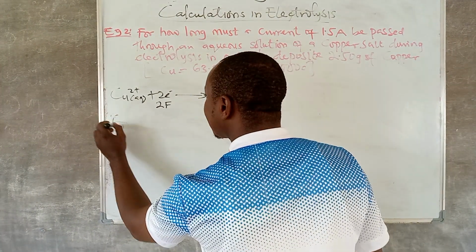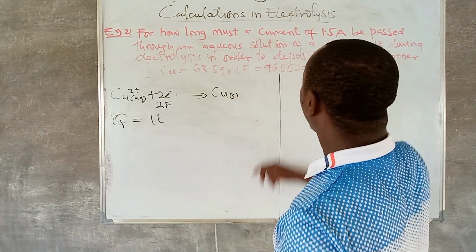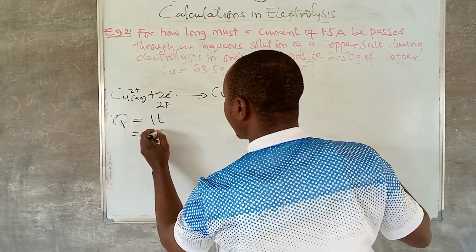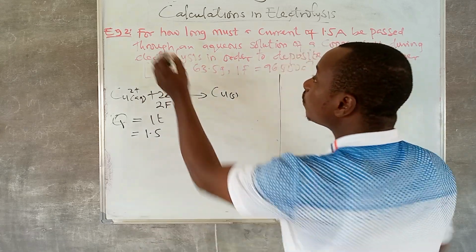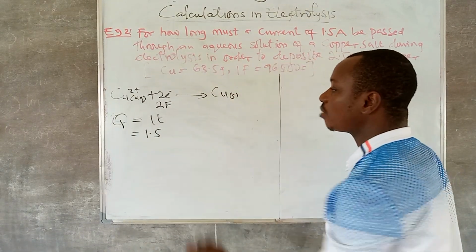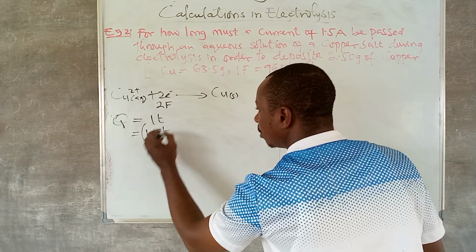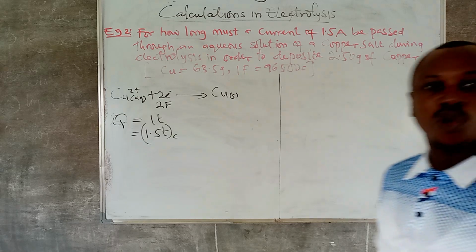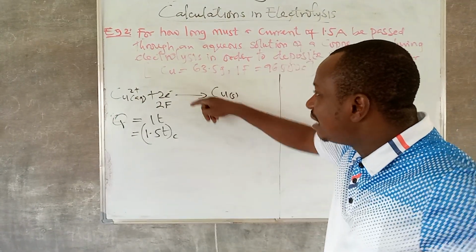Don't forget the general formula that says Q equals IT. And which one is the I here? The I is 1.5 amperes. And the time is not given. For how long? Which means you are required to find the time, T. All these things are in coulomb. So you are required to find T. For how long means time. Now, let's get back to this place.